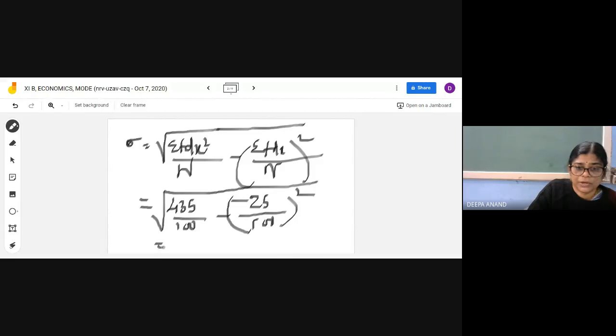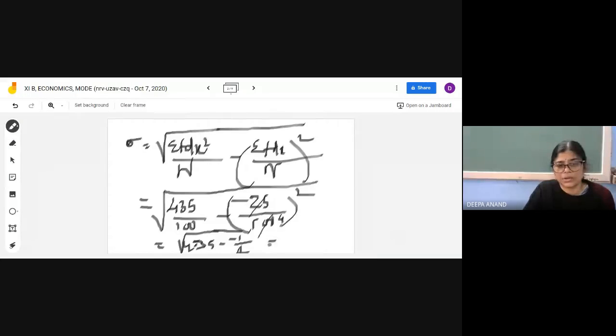So here 4.35, what did you get, 4.35, minus 1/4, 25 upon 100, right? Find the decimal of this, take the root of it. So the answer you will be getting, what is the answer you told? Is it 2.07? Yes, ma'am.